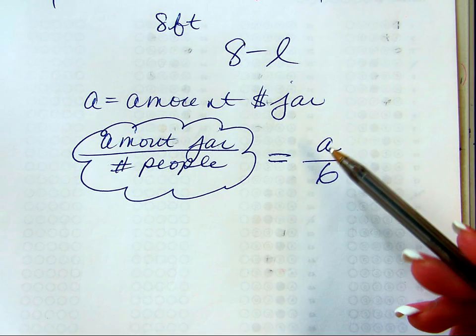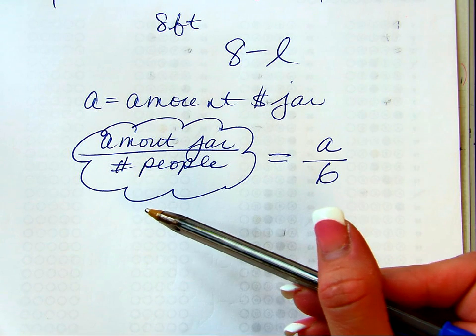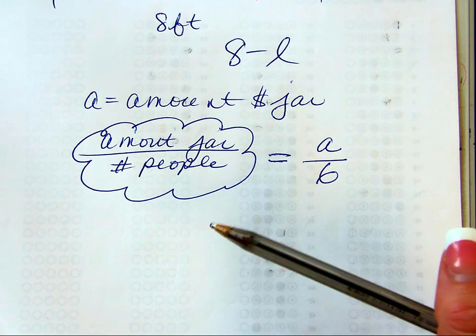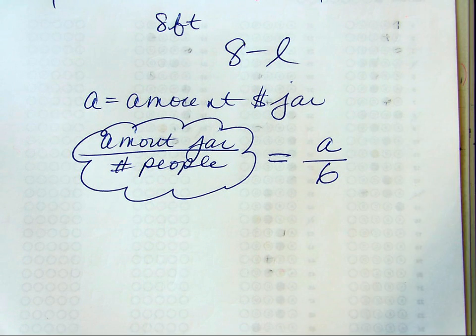Now, let's talk about this. Could you have arrived at A over, or divided by, 6 without this verbal model? Yeah, probably. But there are going to be some problems that get a little trickier, and these verbal models are really going to help out. Okay? That's it. Do you understand?